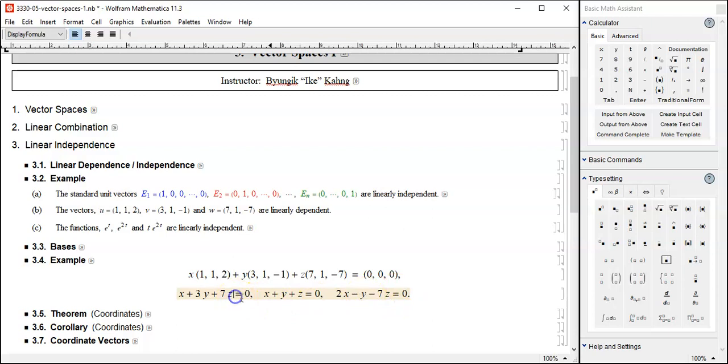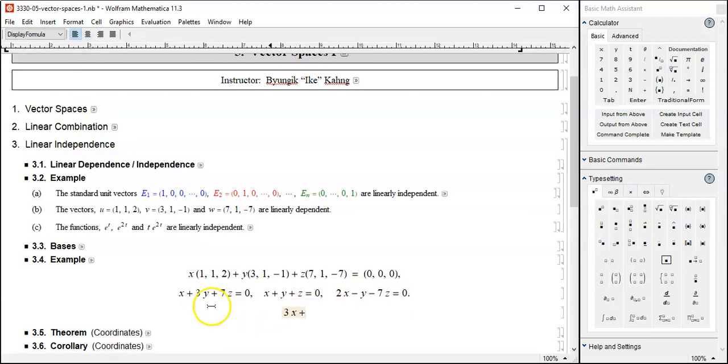If I add the first and last, it looks like I can kill off this 7z. So let me add these two. So x plus 2x, so 3x, plus 3y minus y, so 2y, is equal to 0. Good. The 7z and negative 7z are gone. That's what I got from the first and third. And then, okay, this was the second one. Okay. And then how do you work these two out?